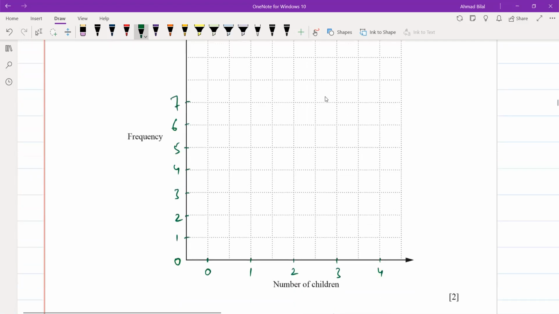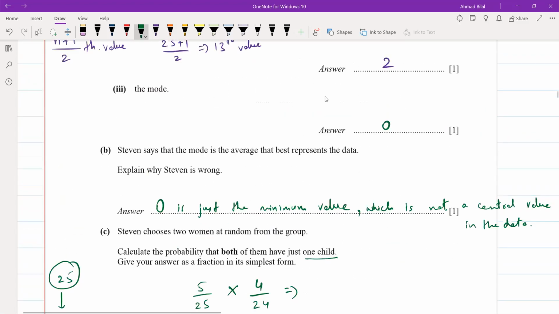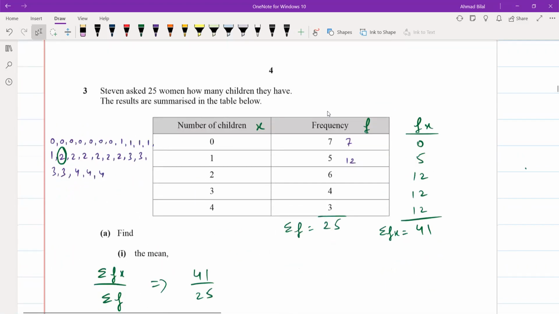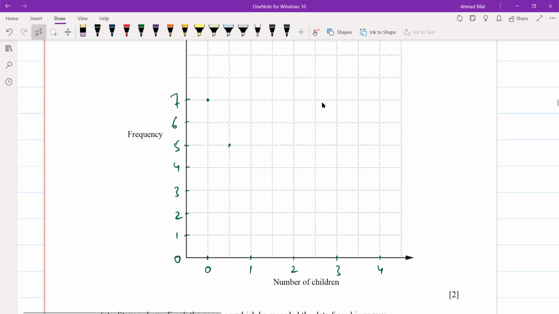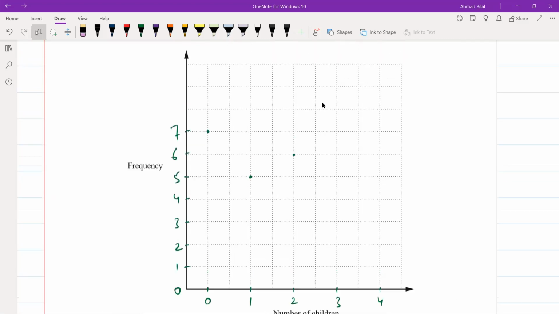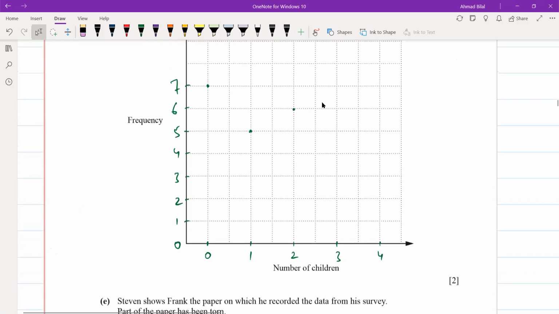अच्छा, अब क्या करेंगे? 0 के ऊपर आपकी क्या वैल्यू है? 0 के ऊपर 7 है, so let's just put some dots there at first. 0 के ऊपर 7 आती है. अच्छा, 1 के ऊपर 1 चाइल्ड कितने लोगों के? 5. 2 पे 6. अच्छा, 1 पे 5 होना चाहिए, 2 पे 6, okay, then 3 पे 4 and then 4 पे 3. 3 पे we've got 4 and then 4 पे we've got 3.